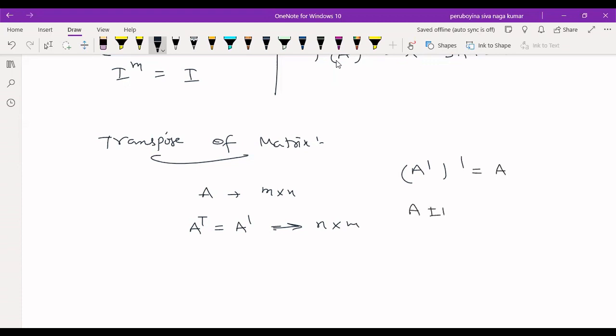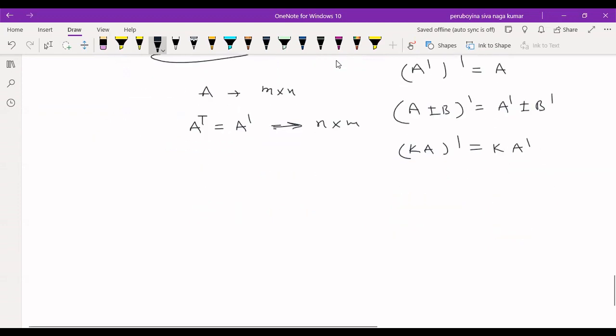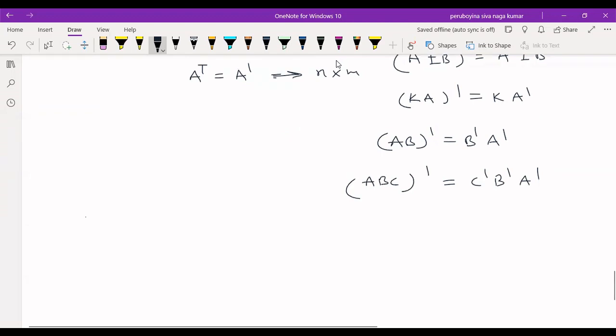And (A plus or minus B) whole dash will be equal to A dash plus or minus B dash. Okay, if you take some constant k, (kA) whole dash is equal to k into A dash. Only the constant will not be affected, coefficients will not be affected, only the matrix will be. And (AB) whole dash is equal to B dash into A dash. And if you take three matrices, (ABC) whole dash is equal to C dash, B dash and A dash.